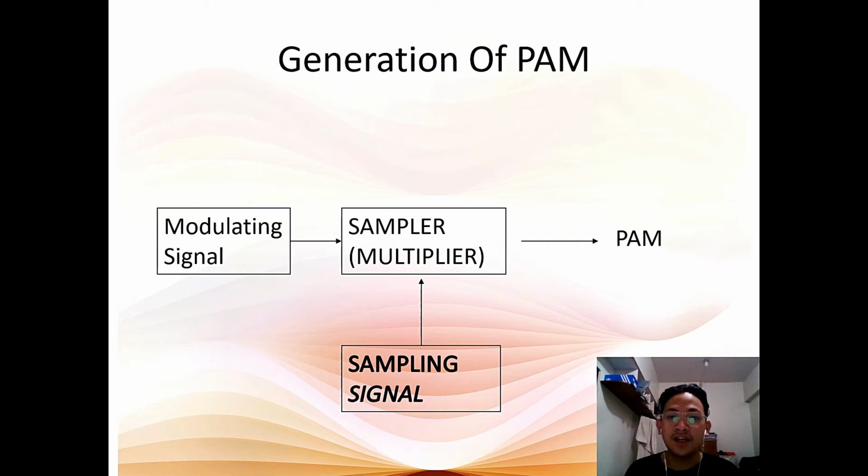The generation of a PAM signal. So this diagram shows the generation of a PAM signal from the sampler which has two inputs. This can be a modulating signal, or a sampling signal, or a carrier pulse. Thus, the amplitude of the signal is proportional to the modulating signal through which the information is carried. This will result in the generation of a PAM signal.